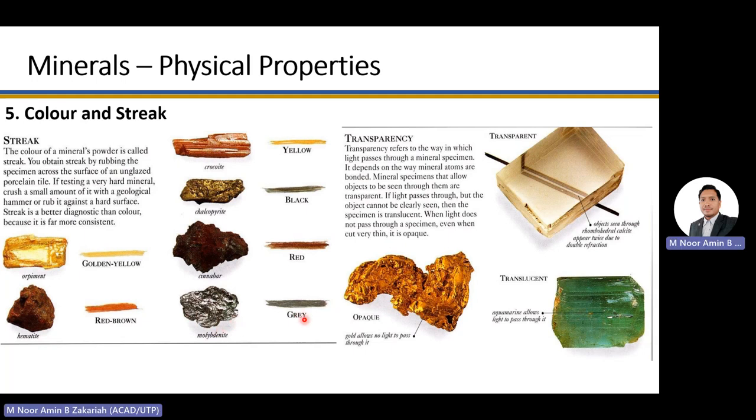Molybdenite, we will get gray. So besides streak and color, opacity or transparency of the minerals is also part of the physical description that can be made, ranging from opaque, translucent, and also transparent. It depends on the appearance of the minerals.